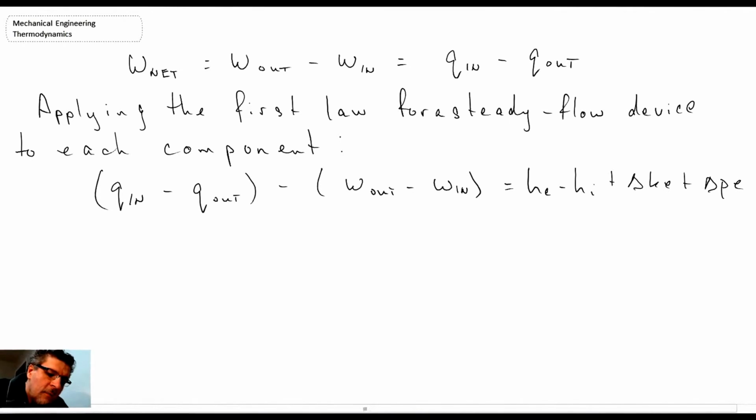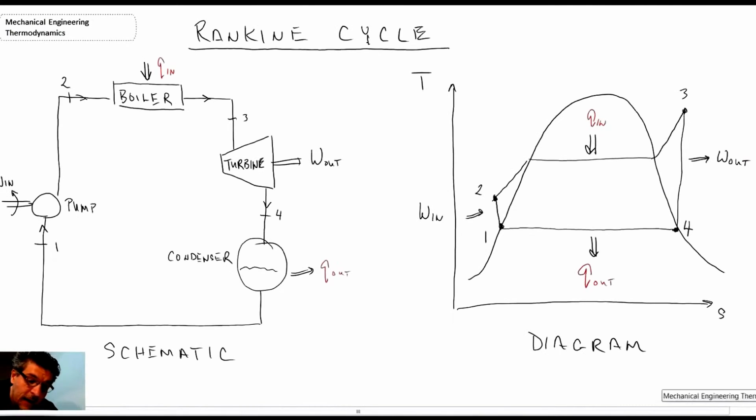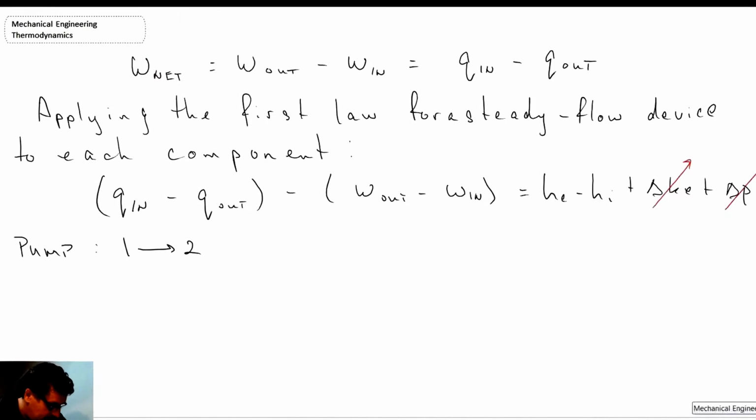Now, we're usually dealing with a device that's stuck to the ground and not moving, and consequently we will neglect kinetic and potential energy. The first component that we will look at will be the pump. If you look back to the process diagram and the schematic on the previous slide, in the pump we're going from state 1 up to state 2. So let's take a look at that.